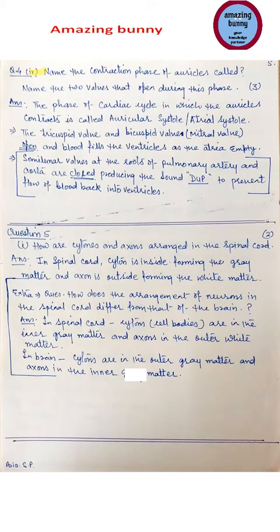Part 4 of question number 4: name the contraction phase of auricles and name the two valves that open during this phase. Now the phase of the cardiac cycle in which the auricles contract is called auricular systole or atrial systole. During this contraction of auricles, the tricuspid valve and bicuspid valve open and blood fills the ventricles as the atria empty.